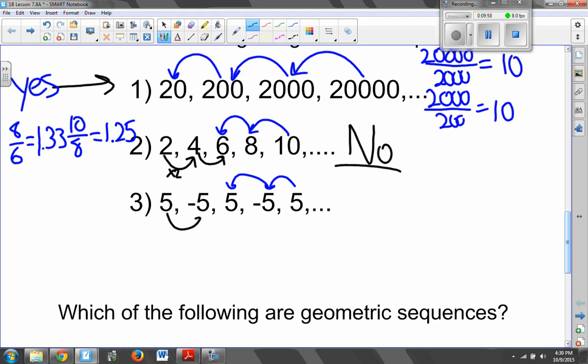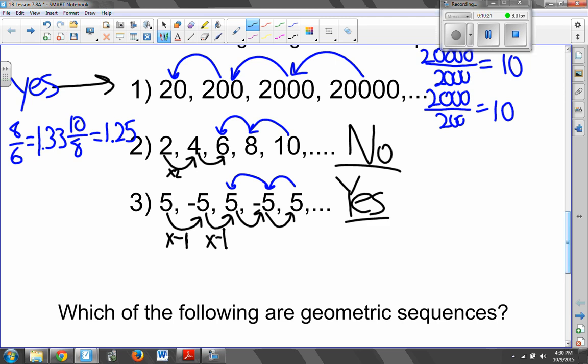Or if we look forward, to get from 5 to negative 5, I can multiply by a negative 1. To go from negative 5 back to 5, I can times by a negative 1 again. And so on, and so on. So to flip from negative to positive with the same number, that answer is most definitely yes. That is a geometric sequence.